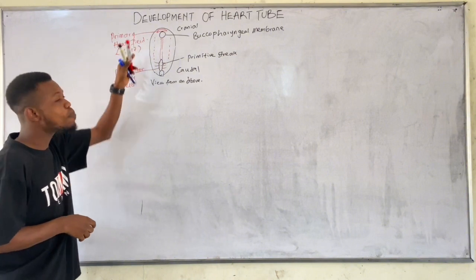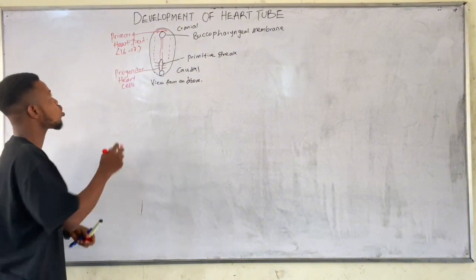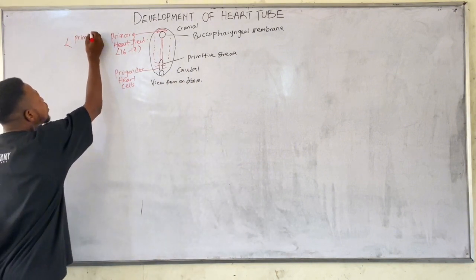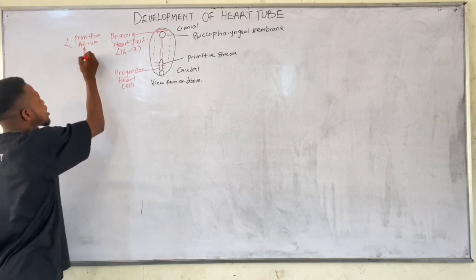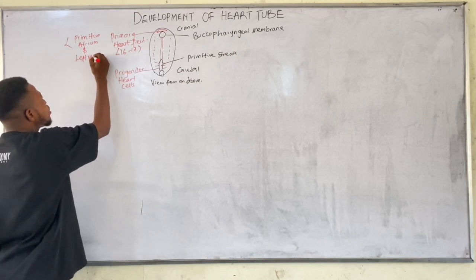For example, the primary heart field is the one that gives rise to the primitive atrium. So this primary heart field forms the primitive atrium, as well as the left ventricle of the heart tube.